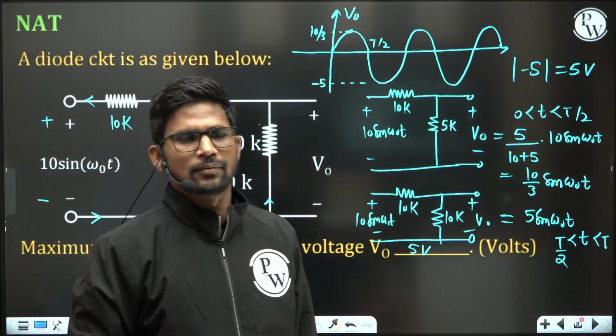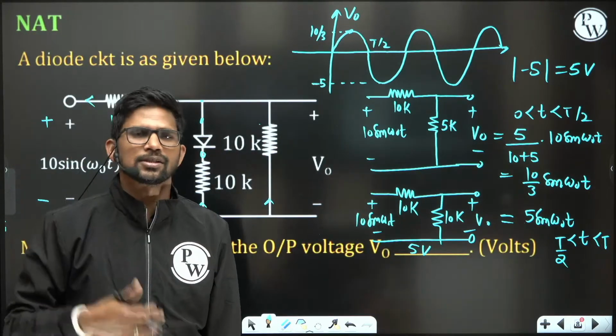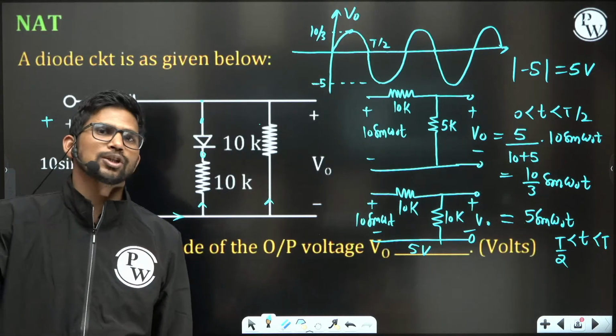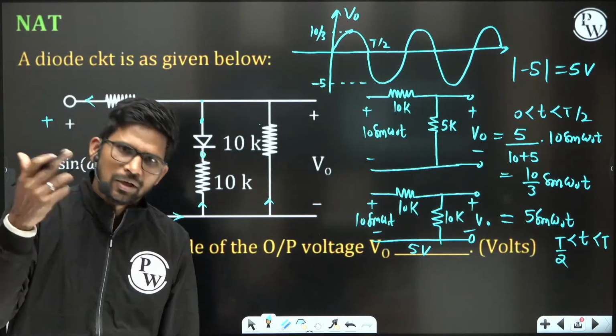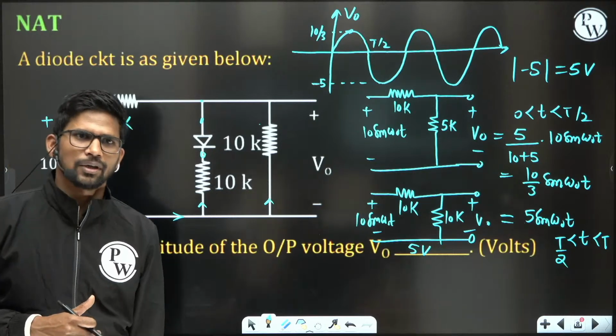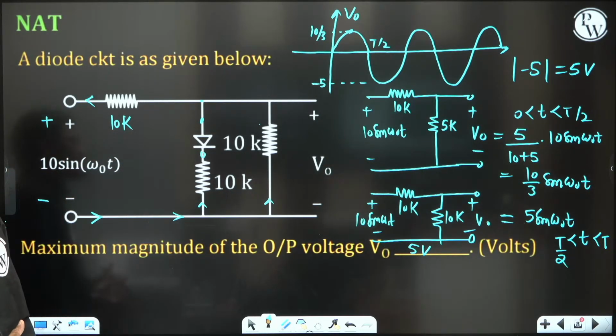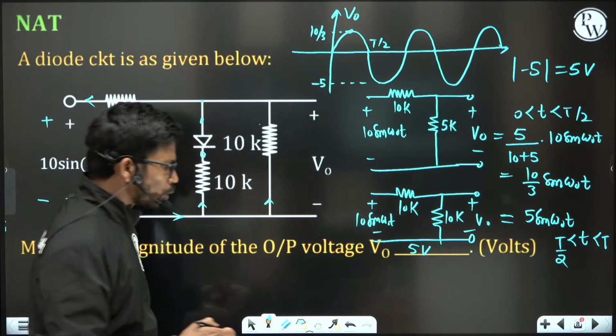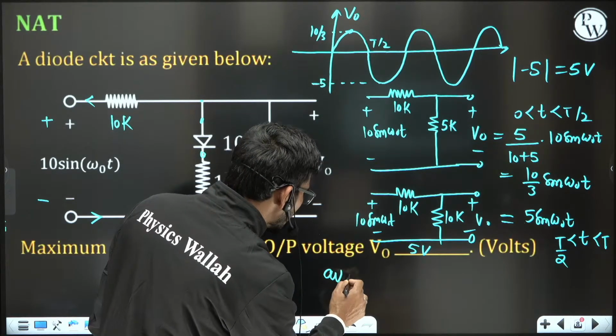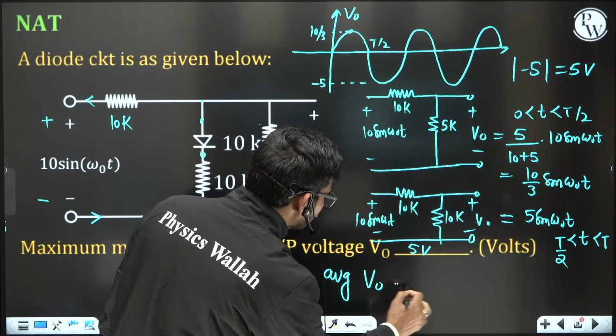Okay. So magnitude means mod value. Like minus 100, minus 10. What is the mod of minus 100? What is the magnitude of minus 100 volt per centimeter? 100 volt per centimeter. Okay. Now I can ask one more question from here. What is the average value of V naught?